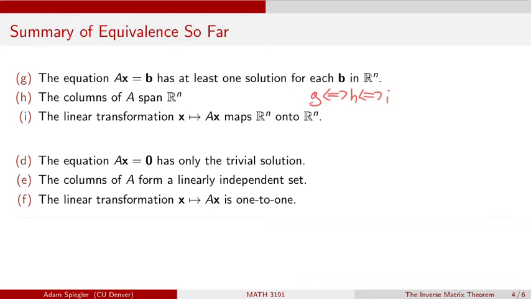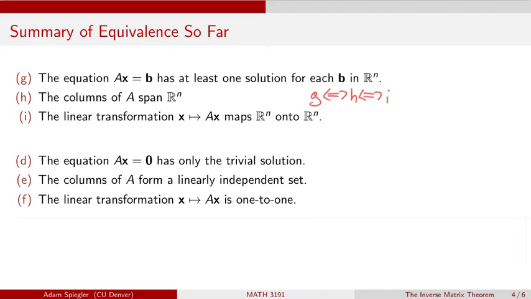Let's consider even more statements. So statement D, the equation AX equals 0, the homogeneous equation, has only the trivial solution. We've seen that statement D is equivalent to a number of these other statements. So now, by linking statement D with a couple of additional statements, we can add even more statements to this list of equivalents. So statements G, H, and I are kind of dealing with the non-homogeneous equation and how that relates to the column spanning A and how that relates to this map being onto.